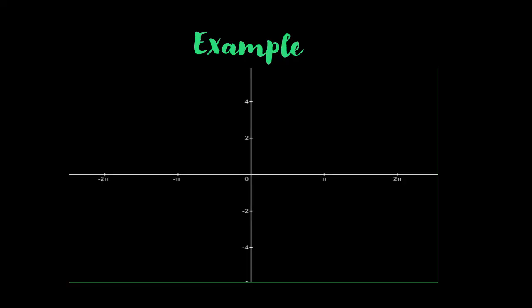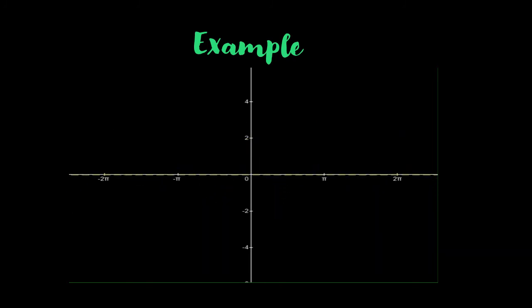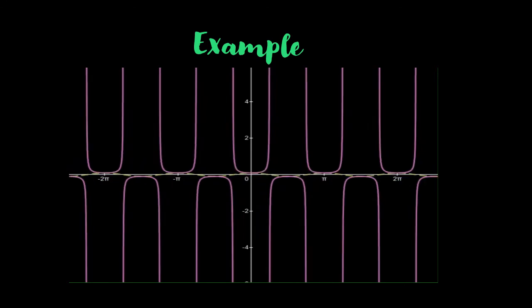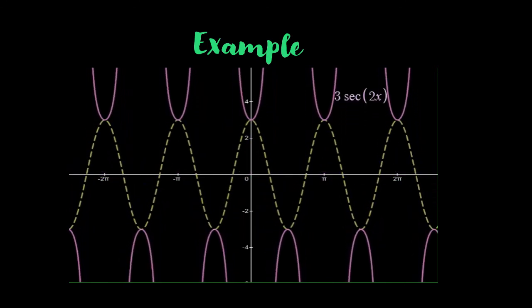For example, this is the graph of 3 cosine 2x. If I want 3 secant 2x, so that's the graph of 3 secant 2x.